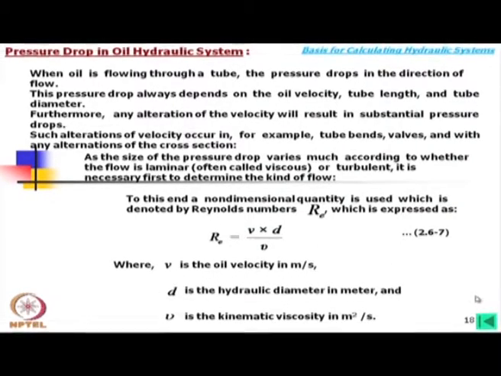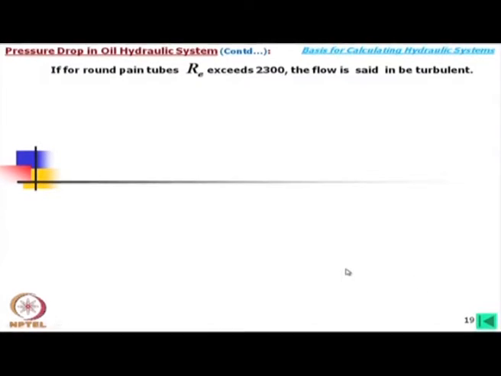So, this we have already learned, so I am skipping it. For a round plain tube, if this Reynolds number exceeds 2300, the flow is said to be turbulent.